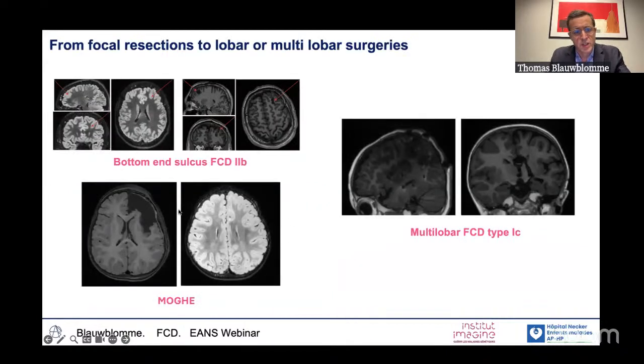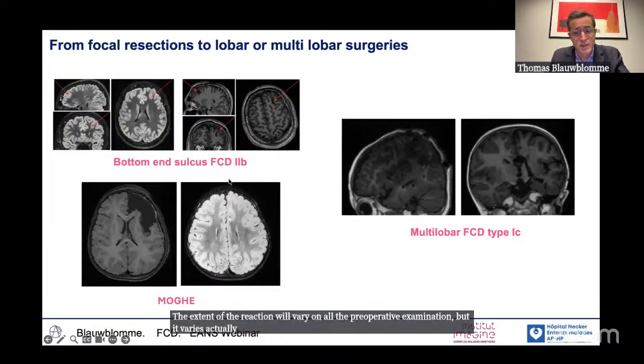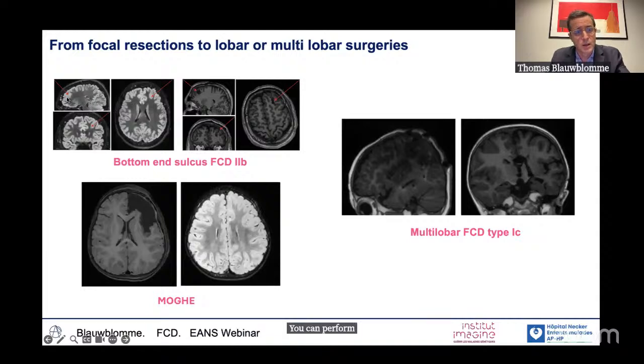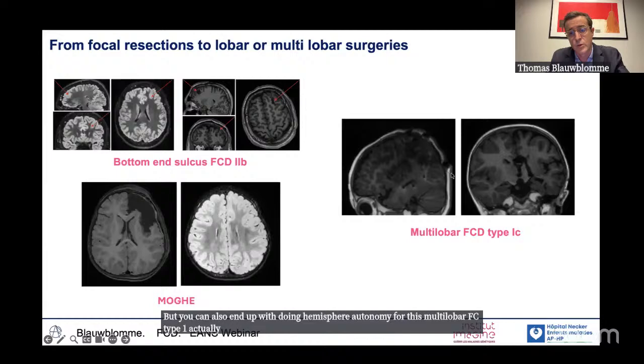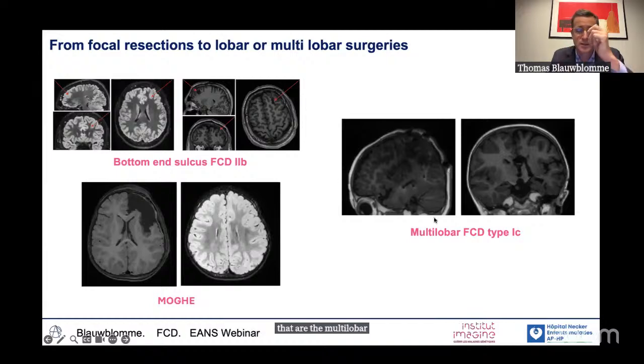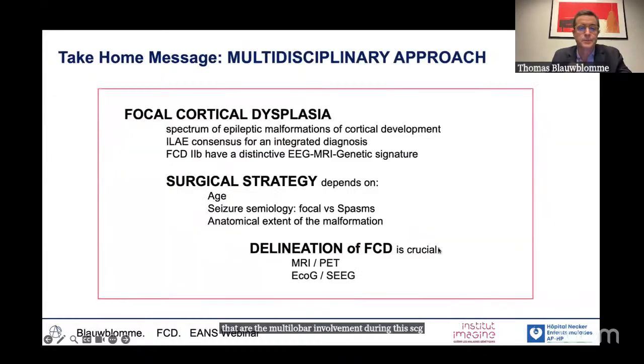The extent of the resection will vary on all the preoperative examination, but it actually varies according to the extent of the disease. You can perform very localized resection like this bottom of sulcus dysplasia, lobar resection, for example, in this MOG, but you can also end up doing hemispherotomy for this multilobar FCD type 1, actually, that had a multilobar involvement during this SEEG procedure.